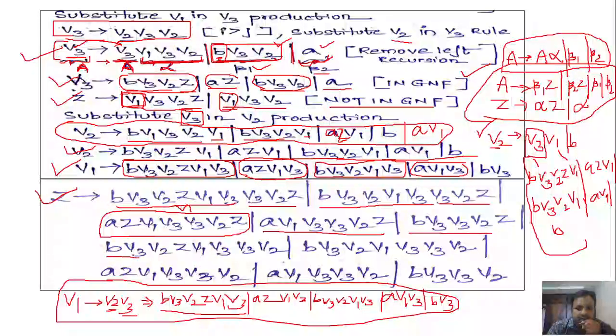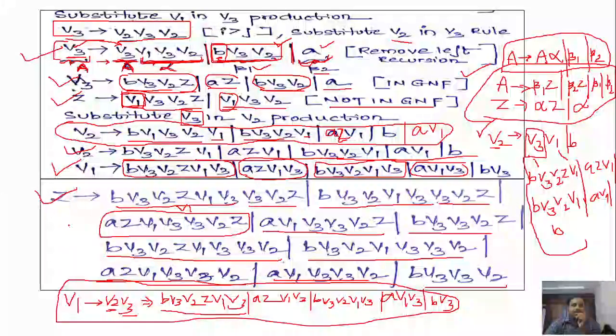So B V3 V2 Z V1 V3 V2. So A Z V1 V3 V3 V2. A Z A Z V1 V3. A Z V1 V3 V3 V2. B V3 V2 V1 V3 V3 V3 V2. Next A V1 V3 V3 V2. And next B V3 V3 V2. Like this, by doing this, it will become GNF.